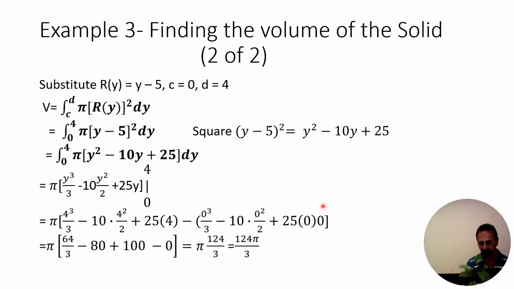This whole thing goes to 0, and it becomes 4 cubed is 64 over 3. 4 squared is 16, divided by 2, 8. 8 times 10 is 80. And 25 times 4 is 100. So 100 minus 80 would be 20, and then 20 times 3 is 60, add 64, would be 124. So the answer is 124 pi over 3.